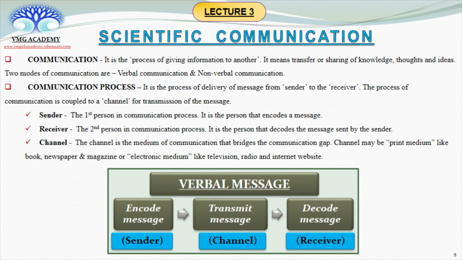Simple communication has three basic entities. These are sender, receiver, and a channel. Sender is the first person in the communication process. It is a person that encodes a message. Receiver is the second person in the communication process. It is a person that decodes the message sent by the first person.